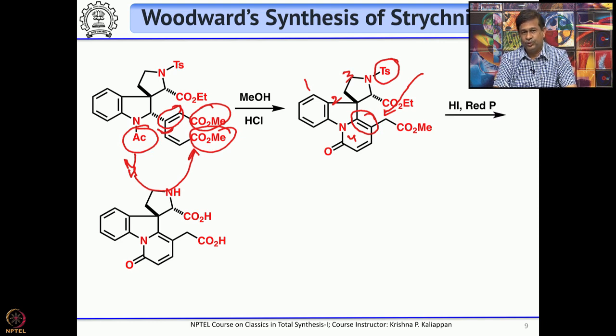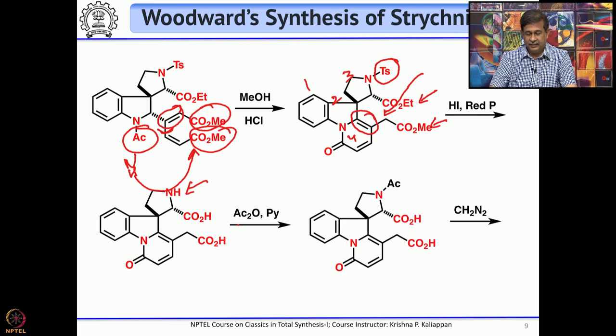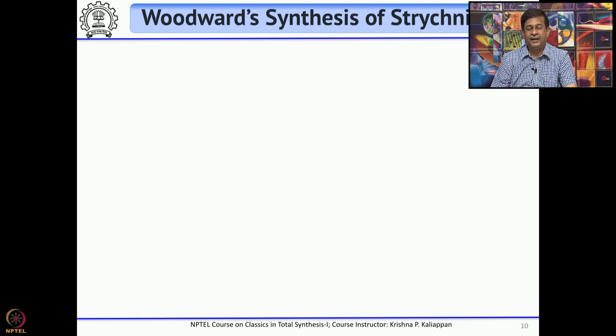So he removed the tosyl group with HI and red phosphorus. But when you try to remove the tosyl group with HI and red phosphorus, the esters also will get hydrolyzed. So that is how you get the dicarboxylic acid. Then no problem, the NH was acetylated with acetic anhydride pyridine to get the diacid. Diacid can be easily converted into the bis ester by diazomethane.